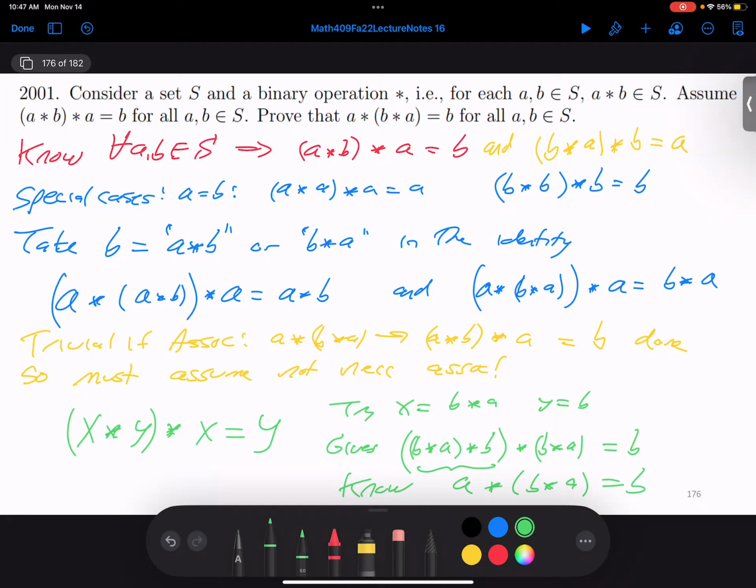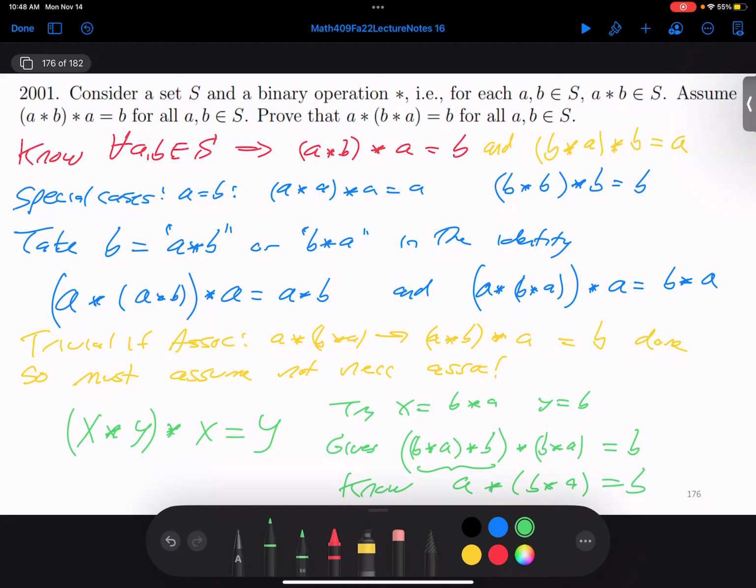I'm not even sure if we use the blue stuff. B star A star B, you switch A and B. So we know A star B star A equals B. Now that A equals B and B equals A, you get that as well. So we just switch which is A and which is B. Did we actually use the blue stuff?